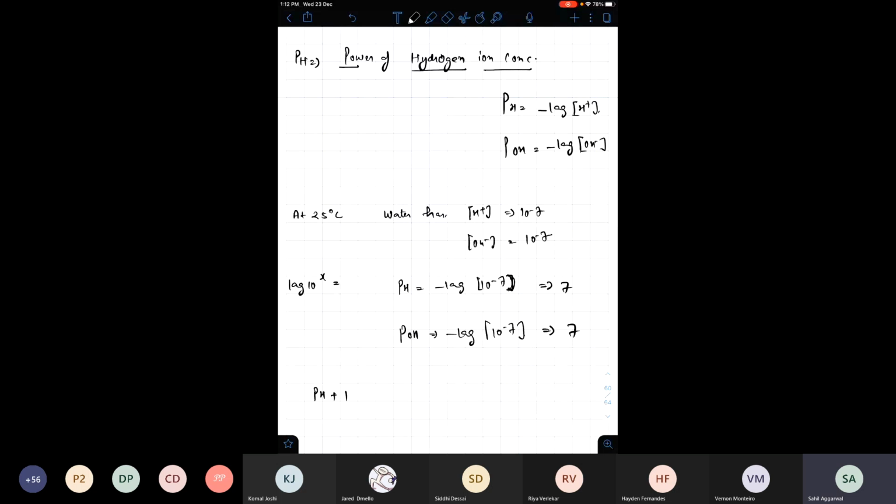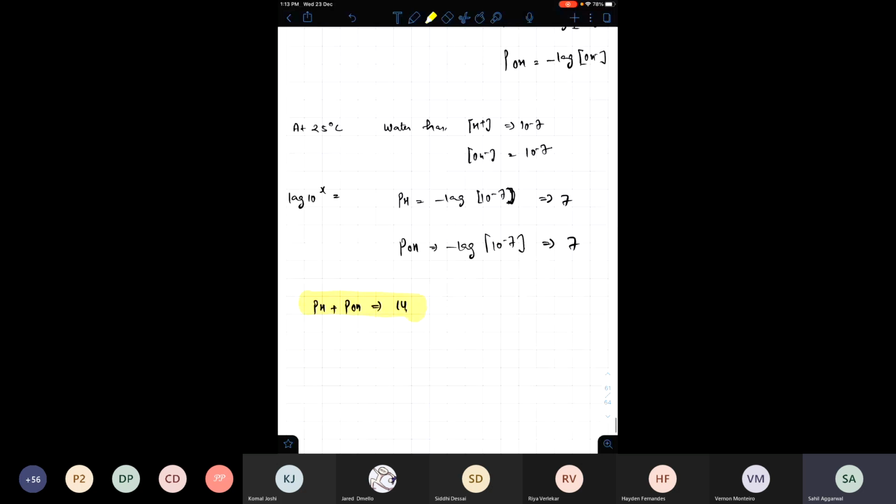pH plus pOH make it 14. This we can remember. Very good, Chirag and all others. Chirag, we have already discussed that log 10 is 1. Easily everyone is answering it. X.